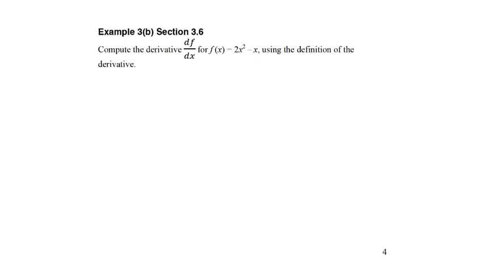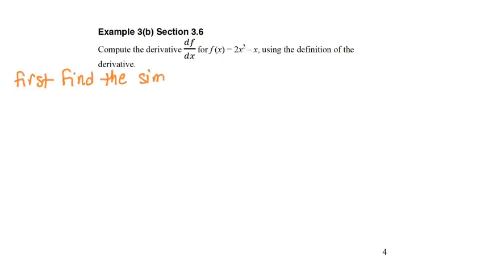So here we have another example where we're taking the derivative. Remember, instead of f prime of x, if our function is given as f, we can also write it as df dx. And this time the equation is 2x squared minus x. Again, maybe hard to read on my screen, but I'm using the definition of derivative.